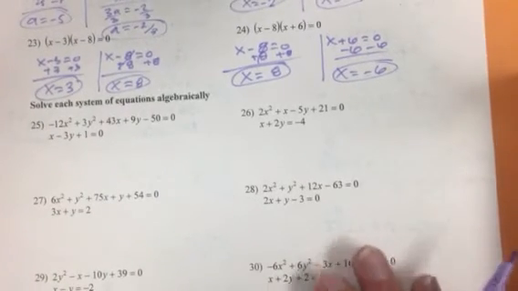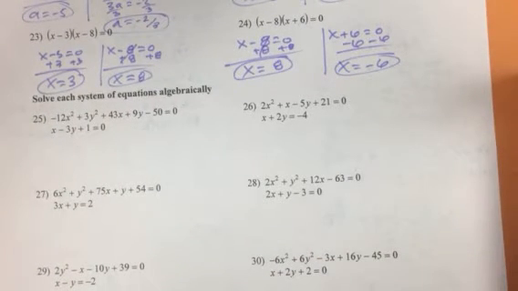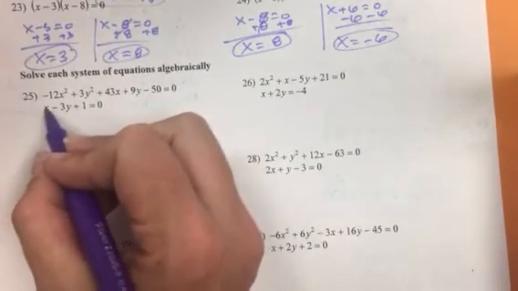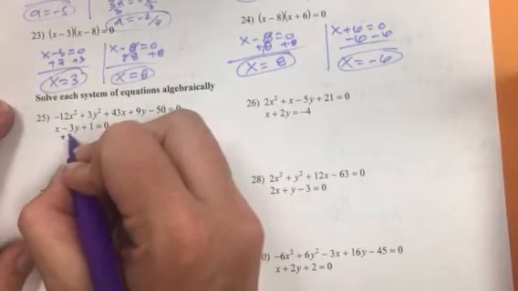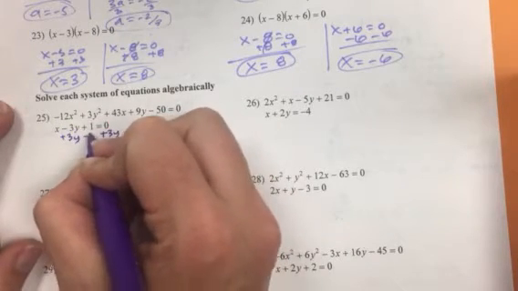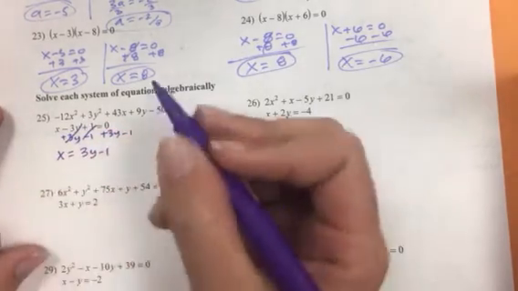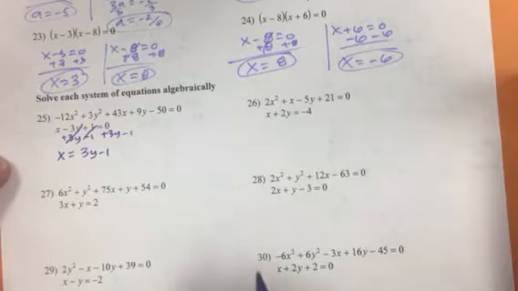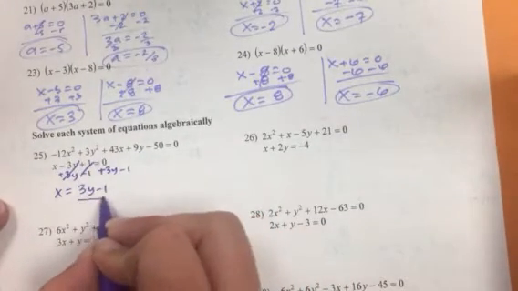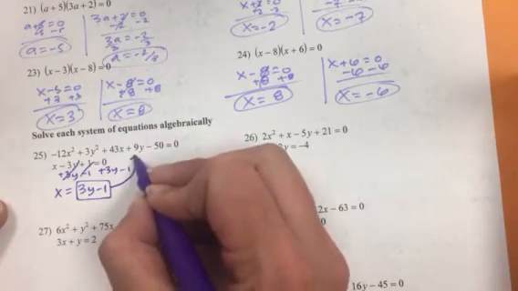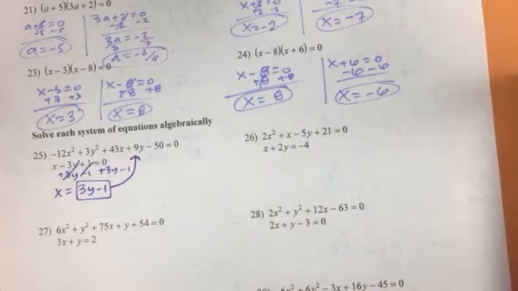Now, these ones are the fun ones. You are going to love these. All right, we are going to first get x, whatever letter, all by itself. So we're going to add 3y and minus 1. X equals 3y minus 1. Now, because I know x is 3y minus 1, I plug it in to the top equation.